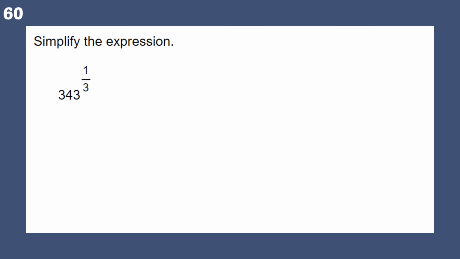Simplify the expression. Now, this simplifies by understanding that a 1/3 power means the cube root of a number. So in other words, what number multiplies by itself 3 times to give me 343? If you don't know, it actually is 7. 7 times 7 is 49. 49 times 7 is 343. The cube root of 343, if we were to type in our calculator, is 7.